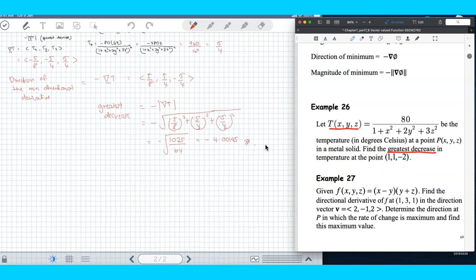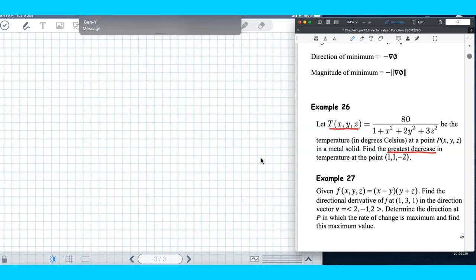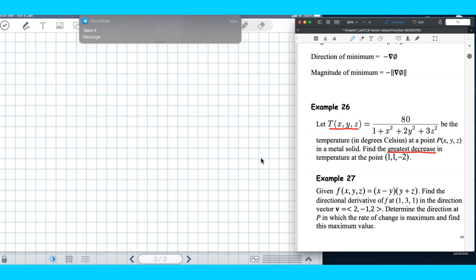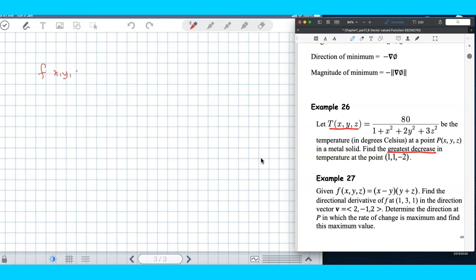Okay, so now look at example 27. So example 27, you are given a function in terms of x, y, z, which is x minus y and then y plus z. So find the directional derivative of f at the point 1, 3, 1.